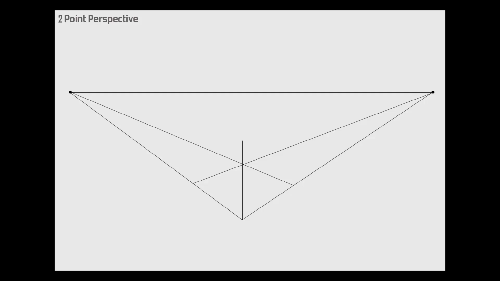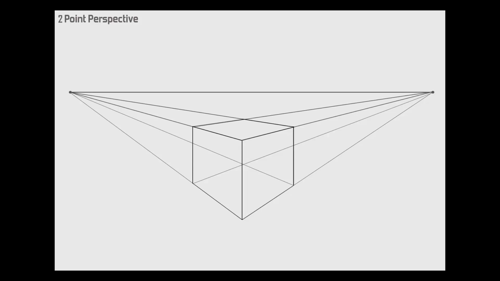Now we can extrude it up. Here's one corner. We're going to take the top point of this corner, connect it to both vanishing points, and then we're going to take the sides of our box and connect those upwards. That gives us the rest of the top corners. From there, we just need to, once again, connect the dots, and you have a box.